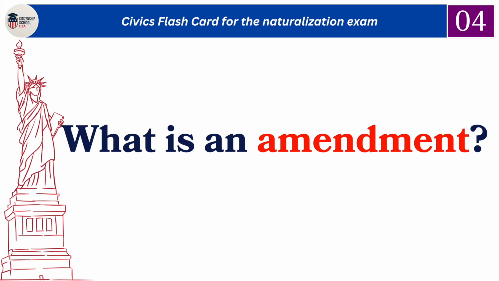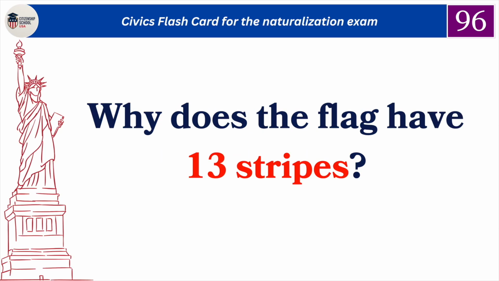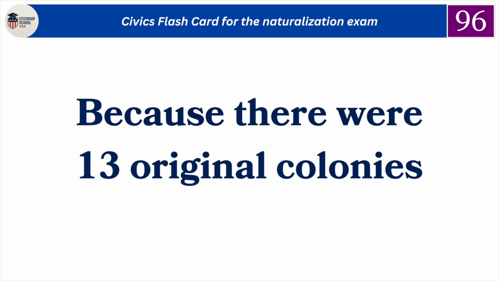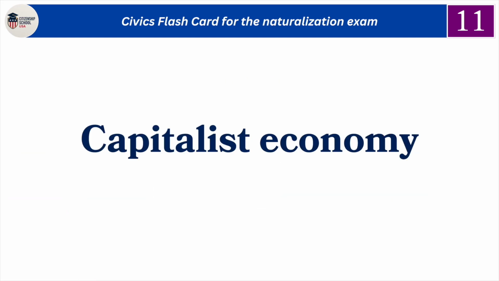What is an amendment? A change to the Constitution. Why does the flag have 13 stripes? Because there were 13 original colonies. What is the economic system in the United States? Capitalist economy.